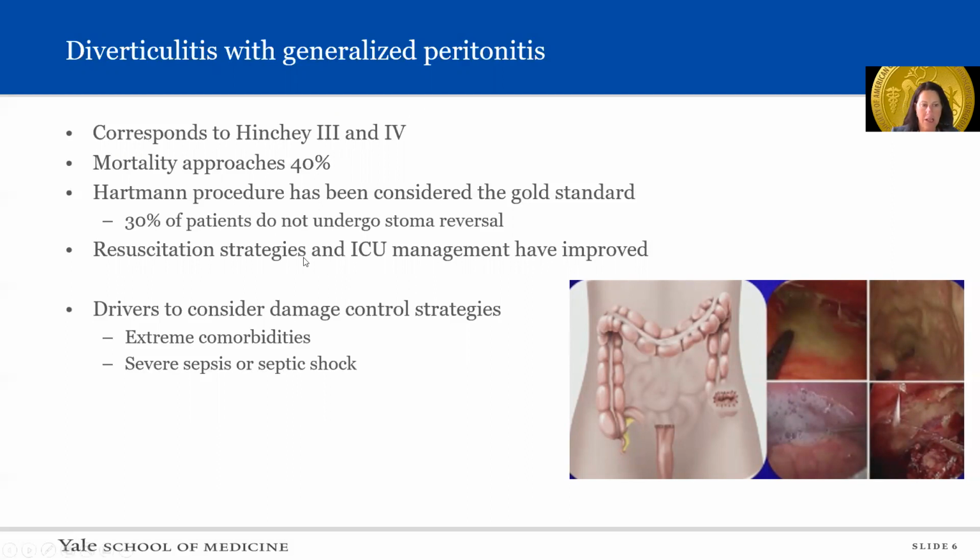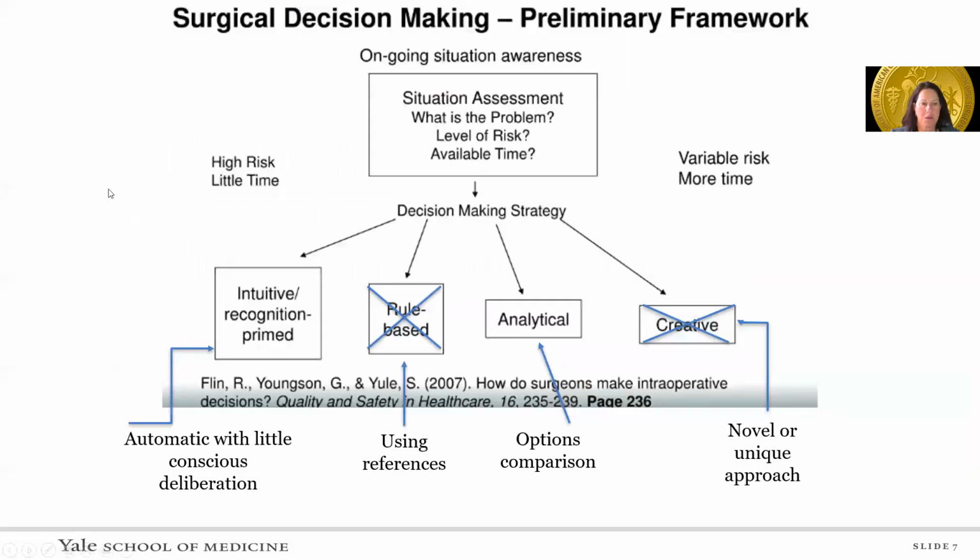What has happened over the last several years is that resuscitation strategies and ICU management strategies have improved, so Hartmann's procedure may no longer be considered the gold standard, and we are going to discuss that. Drivers to consider switching to damage control strategy include the presence of extreme comorbidities and severe sepsis and/or septic shock. And I want to talk a little bit about surgical decision making.